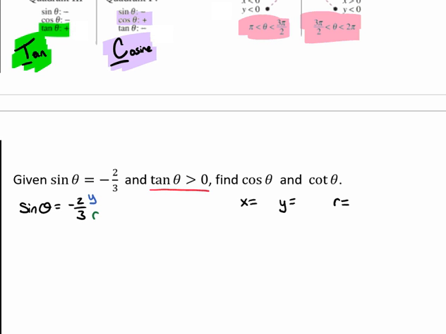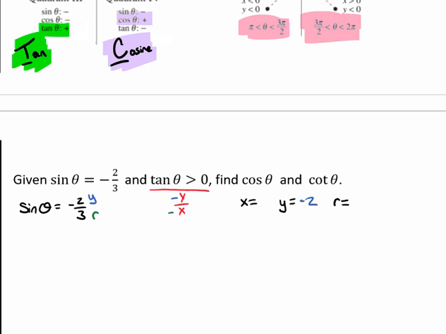Now we are told also that the tangent of theta has to be greater than 0. Now remember that tangent is y over x, and we know that our y value is already a negative. So in order for tangent of theta to be greater than 0, or positive, that also means that x has to be a negative as well, because a negative divided by a negative creates our positive.